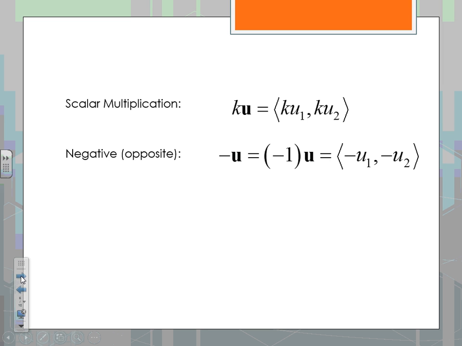Okay, negative means our vector is going to go in the opposite direction. So it's still going to have the same magnitude, it's just going to go in the opposite direction. So essentially the vectors would be parallel. So a vector and its opposite are parallel.